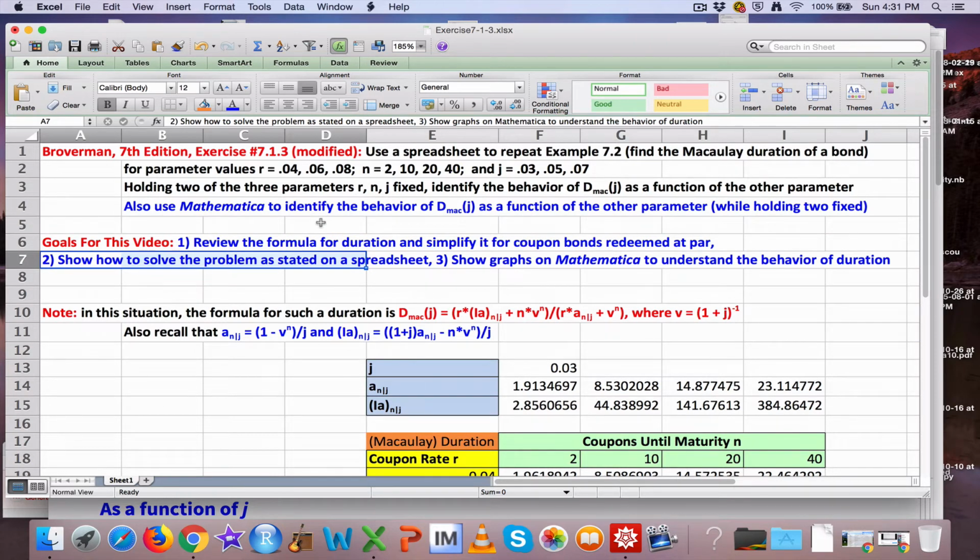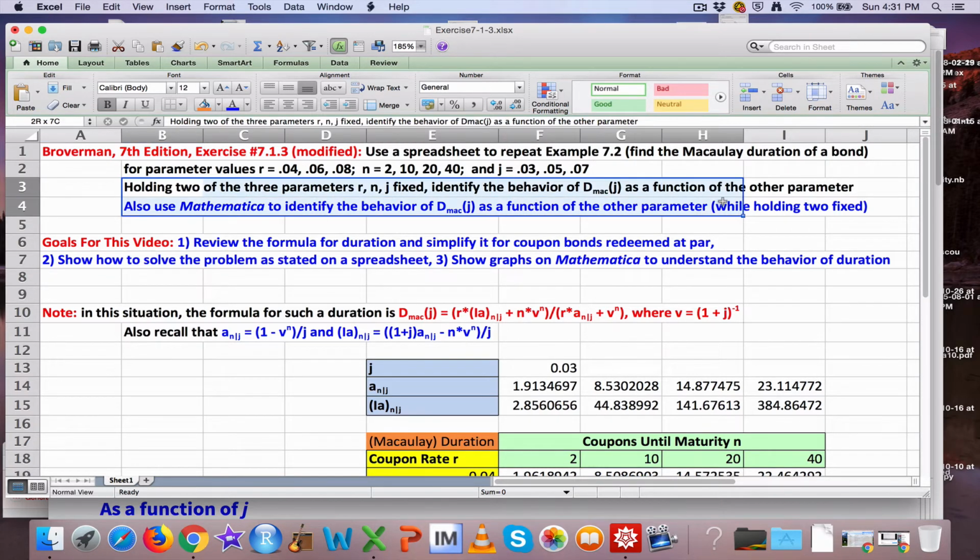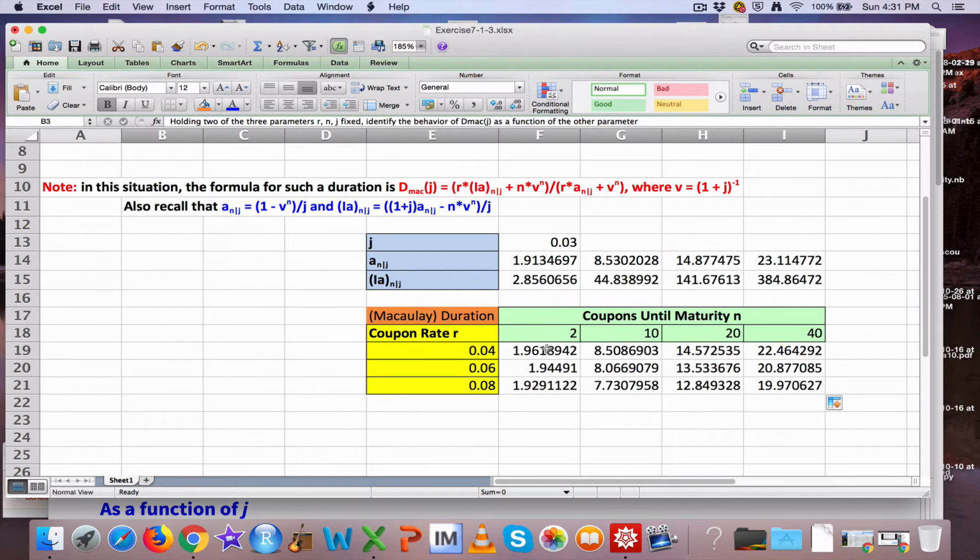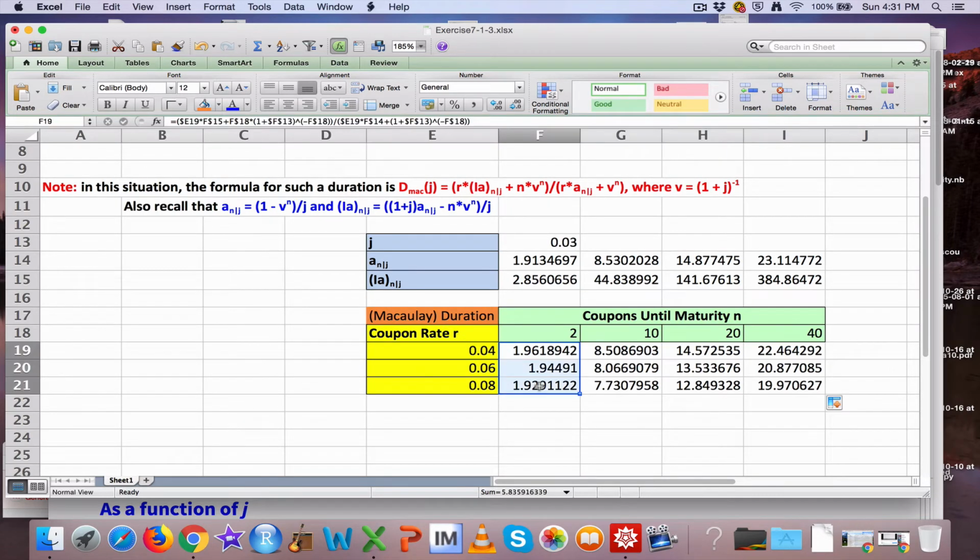However, if you were solving this problem for real, if you're using Broverman's book, 7th edition or some later edition, you should now also describe the behavior of the Macaulay duration when you keep two parameters fixed and change the other one. Here we're keeping j fixed initially. If we look down the columns, we would then be keeping n fixed, and we see that as we let r increase, as the coupon rate increases, the duration goes down. As you look at these columns, the numbers decrease as r increases.